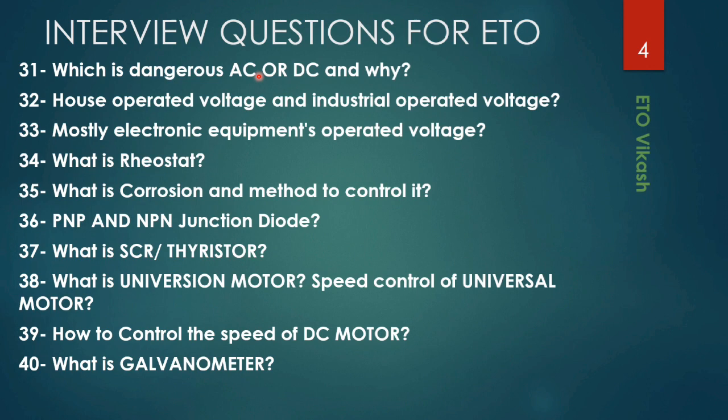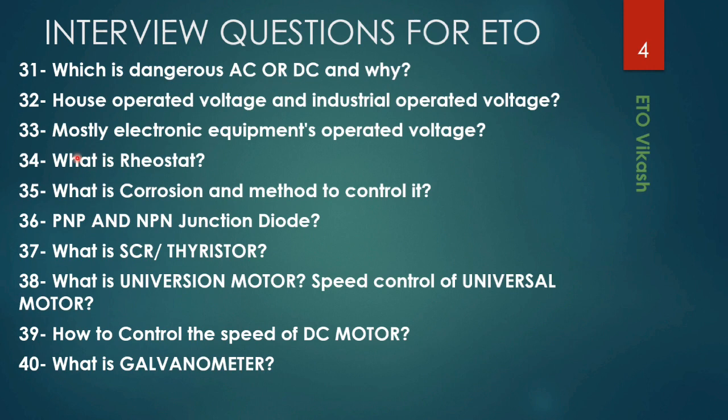But DC has 0 frequency, so a constant voltage is coming, and it never comes to 0. So when it gives a shock, the voltage never drops. In AC, at least for a very short microsecond the voltage comes to 0. So DC is dangerous.